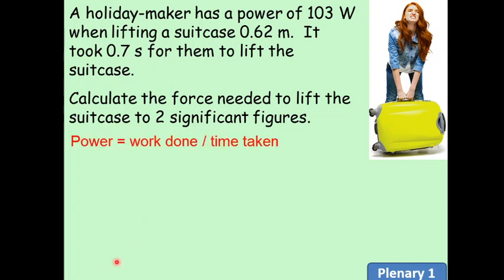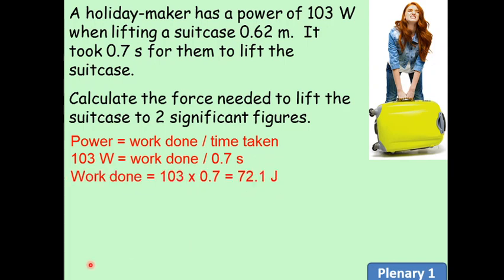So the first step for this one is to have a look at the power equation and use it to calculate the work done, because we've got the power and we've also got the time, so we can calculate the work done. So substitute into the equation, we've got 103 watts of power instead of writing the word power, and we've got 0.7 seconds for the time taken. So then we can perform the opposite operation. The opposite of dividing by 0.7 is to times by 0.7. So if we do that, our work done is 103 times 0.7, which gives us 72.1 joules.